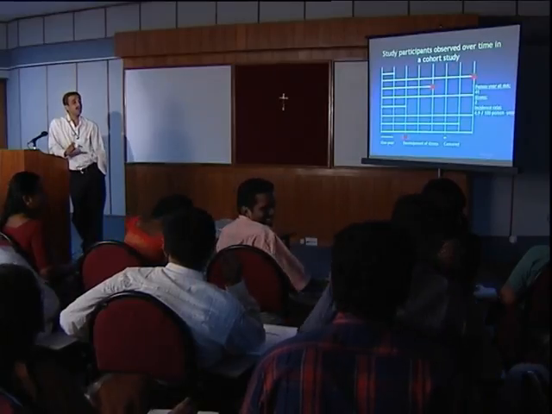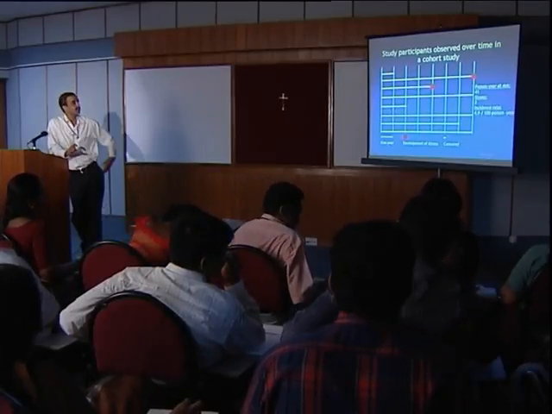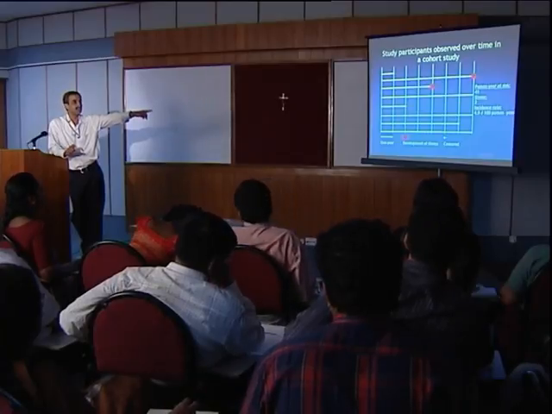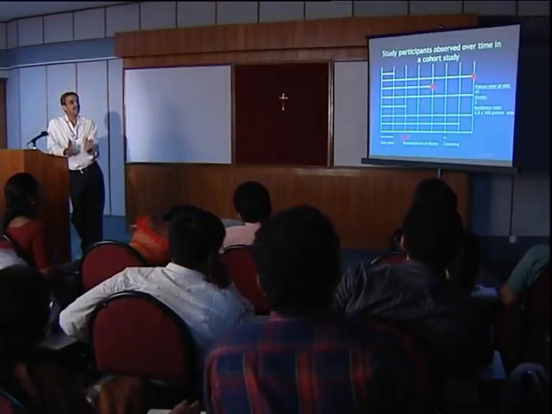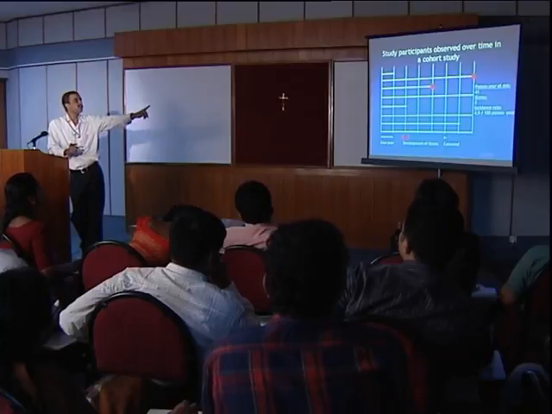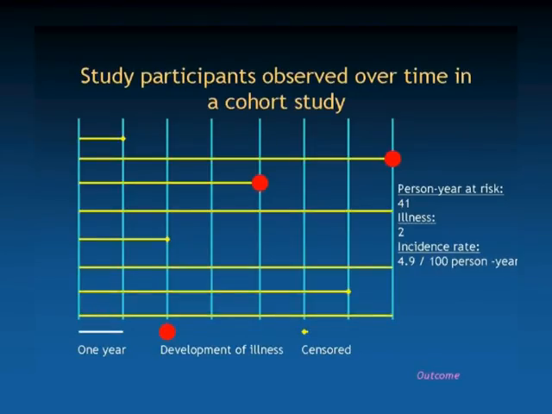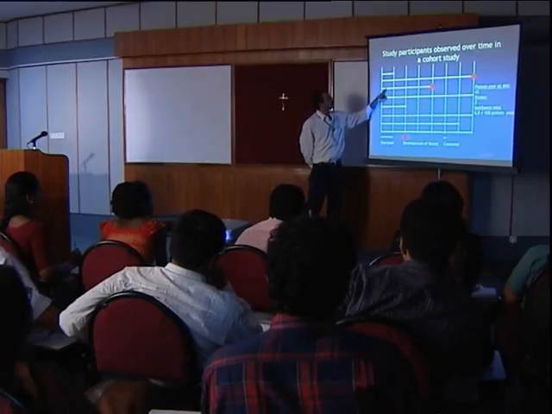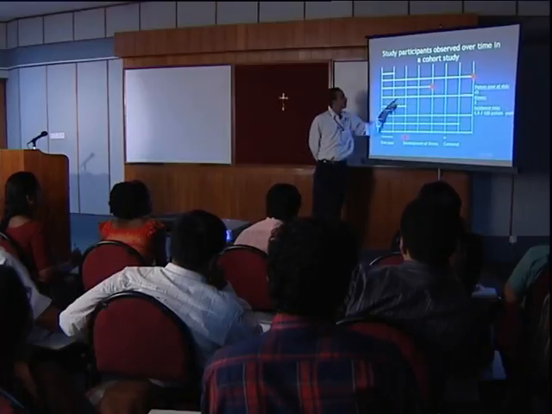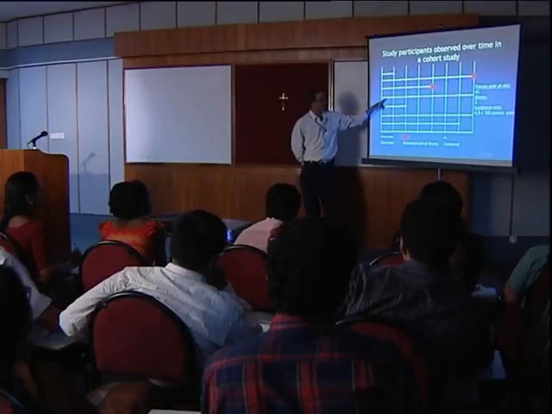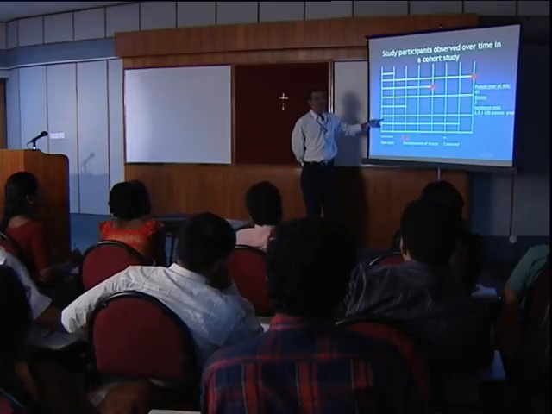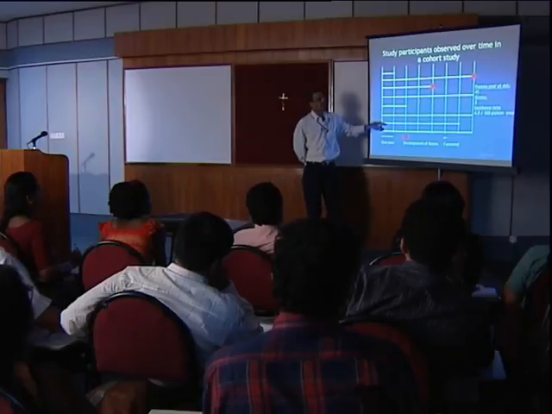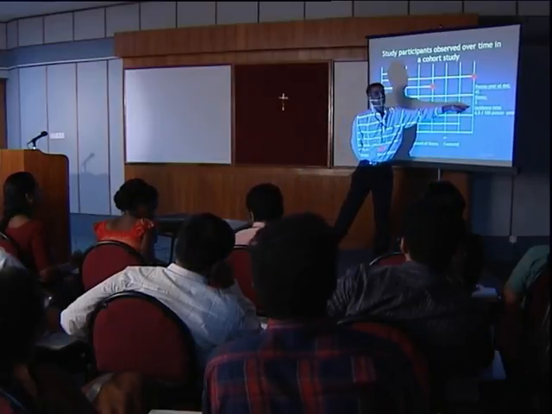So if you follow 100 persons, what does this 4.9 per 100 person year mean? If you follow 100 persons for 1 year, there will be 4.9 cases. See, this person contributed 1 year. This person contributed 7 years. 7 plus 1, 8, 9, 10, 11, 12. 12 plus 7, 19, 21, 28, 35, 41. So this is person year, that is 41 divided by 2.